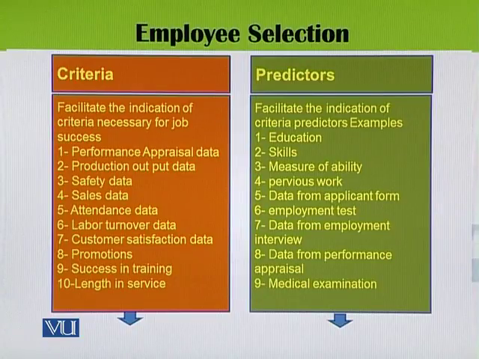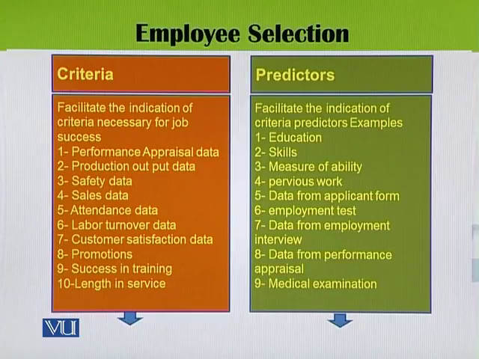Just look at the criteria and the predictors. Criteria facilitate the indication of what is necessary for job success. There are some particular criteria for job success. What can they be? It can be the performance appraisal data of an employee, that is, how the employee is performing in a specific period of time. Then there is production output data. Then there is safety data, which also determines how successful the job is. Then the sales data, that is, how much of the sales targets have been achieved. And then attendance data, that is, the status of employee absenteeism in the organization.